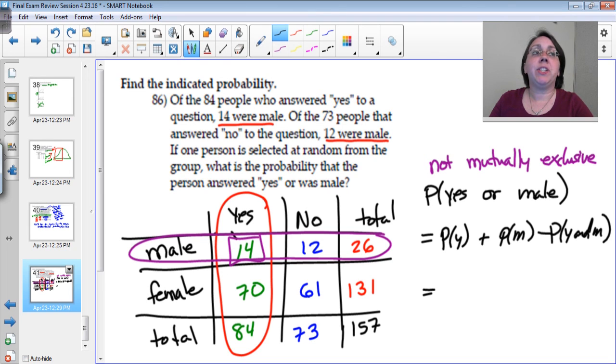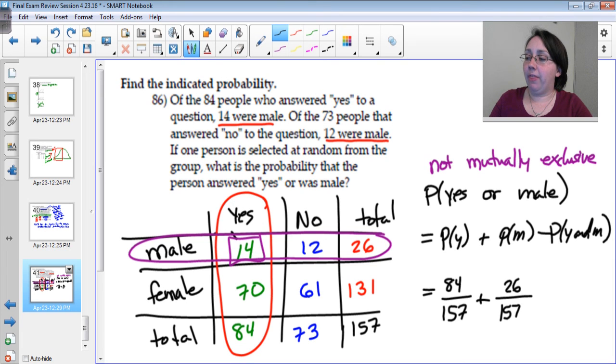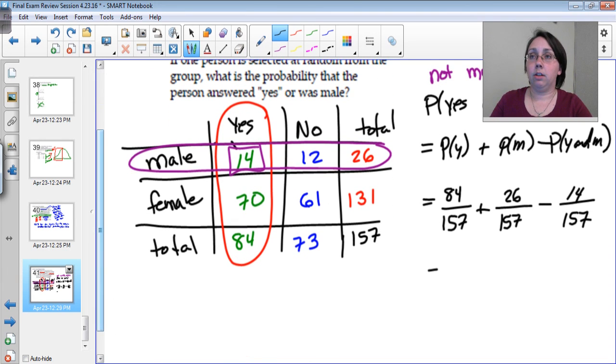What's the probability of choosing someone who says yes? Out of 157. Probability of choosing a male? Very good. But then we double counted who? 14. So the 14 we have to subtract off. Any questions about this? You have a common denominator, so add and subtract the numerators to get your answer. So 96 is what I get if I did that right.